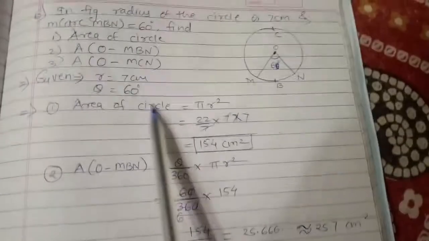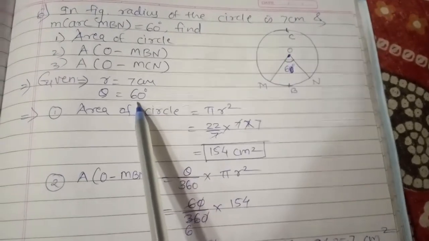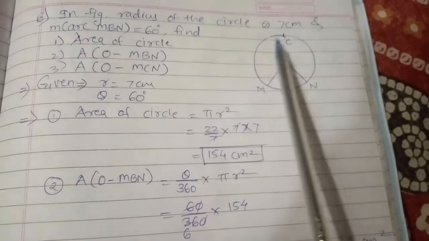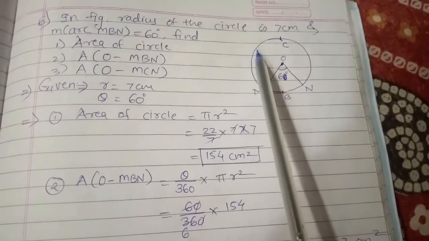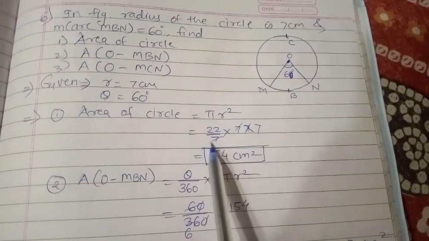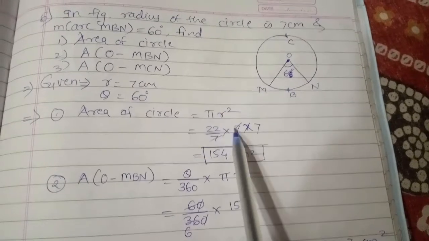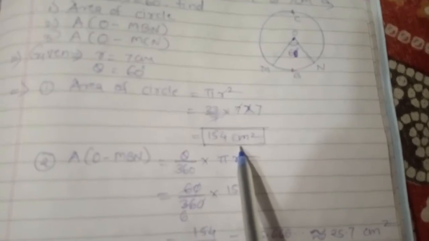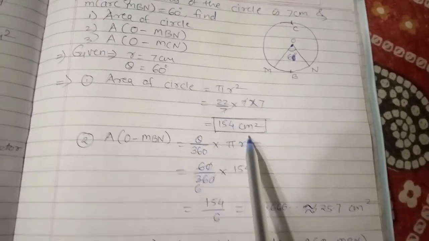So see here, given R is equal to 7 centimeter and theta is 60 degree. First we have to find out the area of the circle. We find it by using the formula pi r square, using 22 upon 7 for the value of pi. R is 7 into 7. So by solving this we get 154.